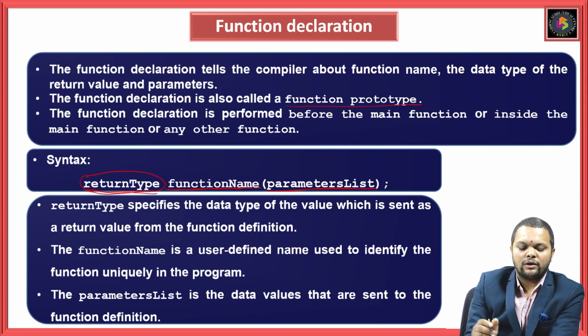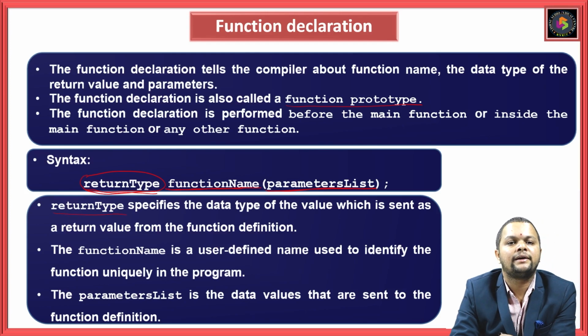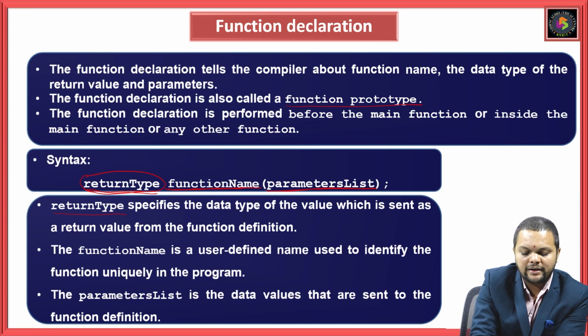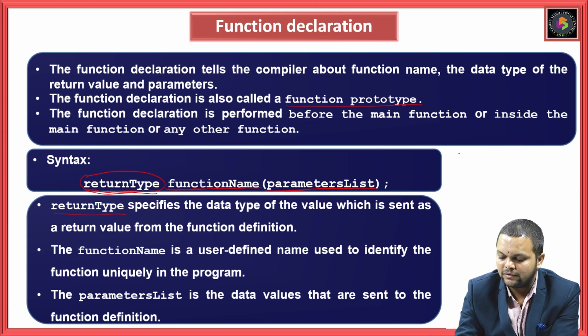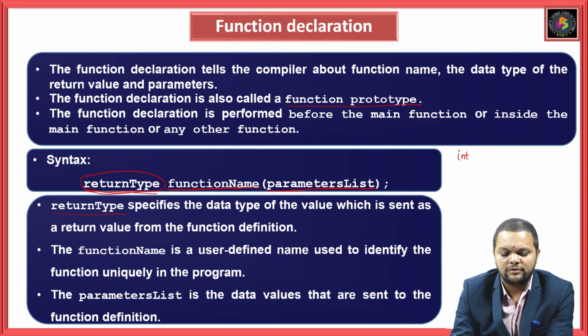And an important thing in the return type: if I am not getting anything from this function, I should write that as void. If I am having a return type, I should write it like this. I'll say int, this is my return type from that particular function. The function name, I'll write it as function1. For the parameters list, I'll pass only one parameter, which is an integer.